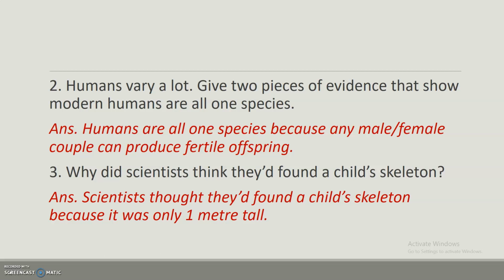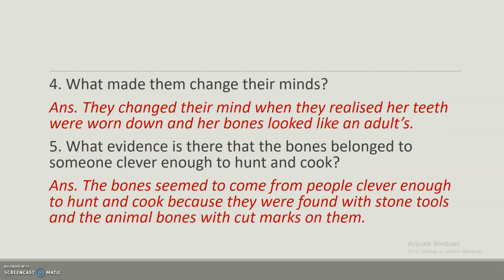Question number 3. Why did scientists think they had found a child skeleton? Scientists thought they had found a child skeleton because it was only 1 meter tall. What made them change their minds? Answer. They changed their mind when they realized her teeth were worn down and her bones looked like an adult's. So then they understood that she was actually 30 years old when she died. Question number 5. What evidence is there that the bones belong to someone clever enough to hunt and cook? Because we have seen some bones over there, right? The bones seem to come from people clever enough to hunt and cook because they were found with stone tools and animal bones with cut marks on them.